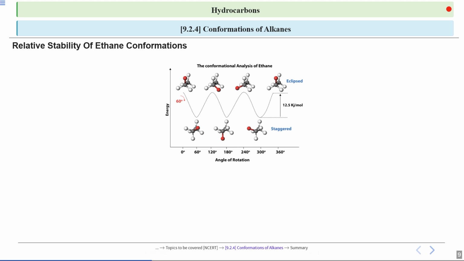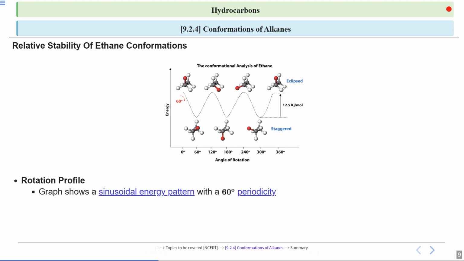Notice how the carbons are positioned in relation to each other. This visual helps us understand the energy changes that occur during the rotation. So what you can see in this rotation profile is, first of all, that the graph shows a sinusoidal energy pattern with a 60-degree periodicity. It means after every 60 degrees, you will see a similar kind of pattern.